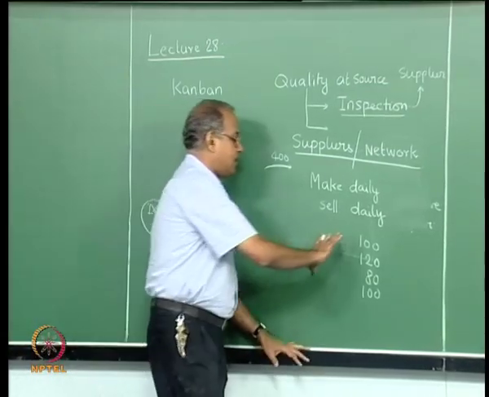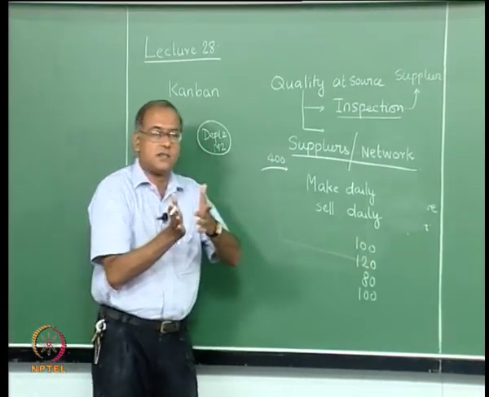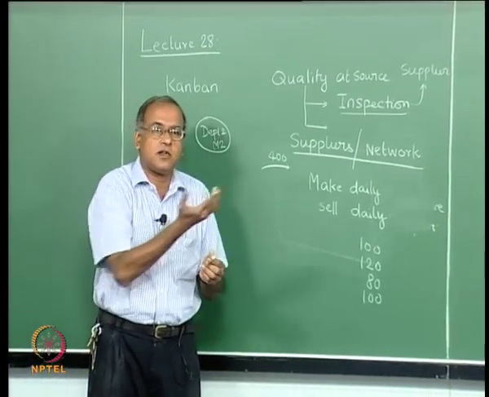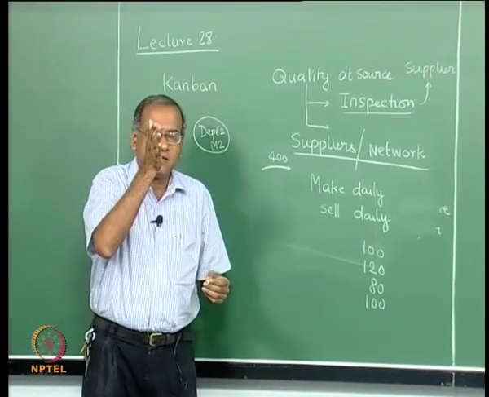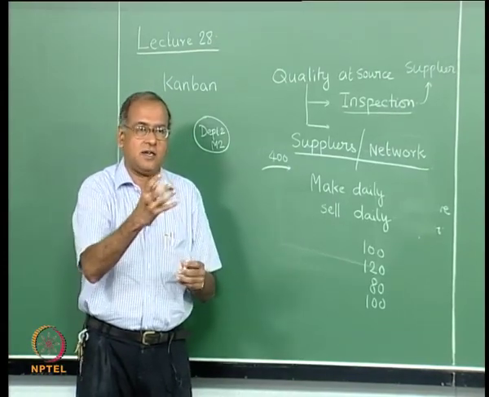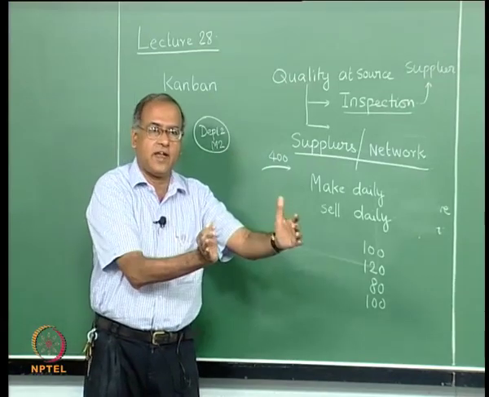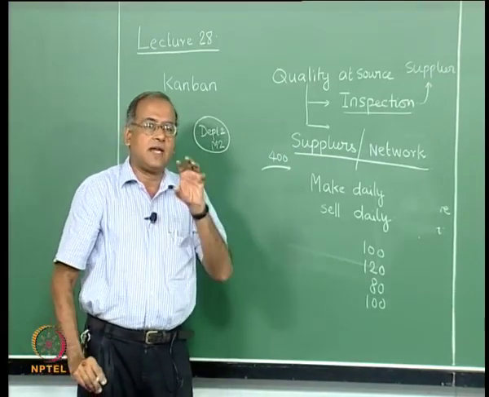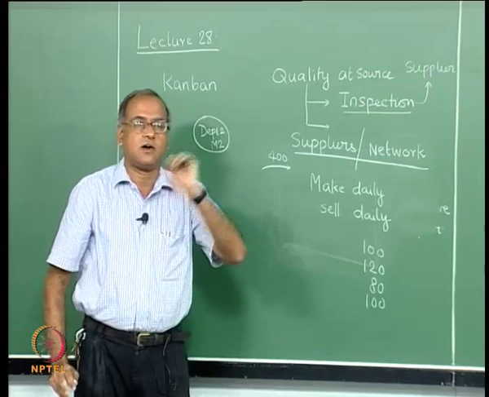Now, how do we implement it? We are going to order smaller quantities, and these smaller quantities come to us at specified frequencies which are short, in the sense daily or half day, etc. Now, that is possible on 2 or 3 counts.